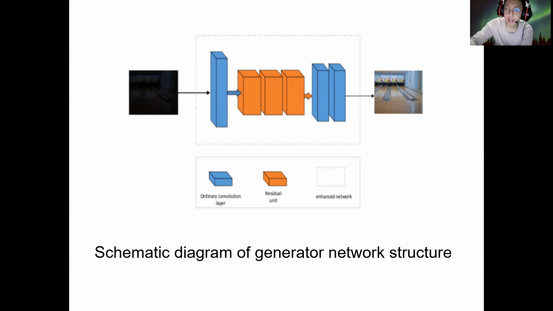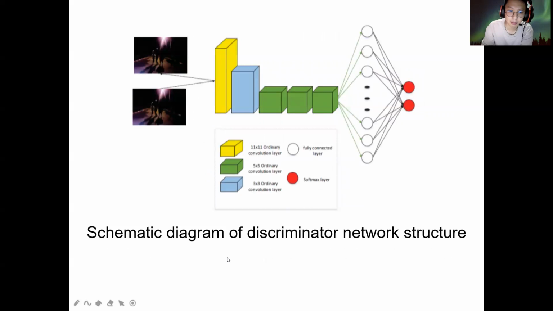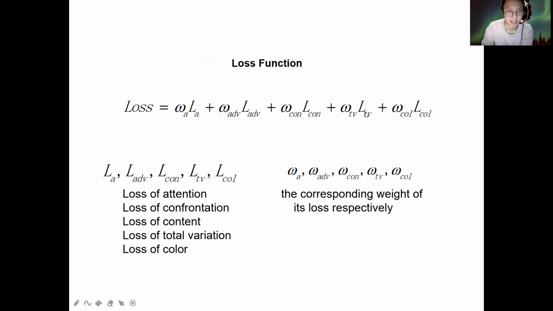Okay, and then the next part is the diagram of the discriminator network structure. It's the information about the structure of this network. I think we don't need to explain more of this part because it's very obvious from this picture. Okay, let's move on.